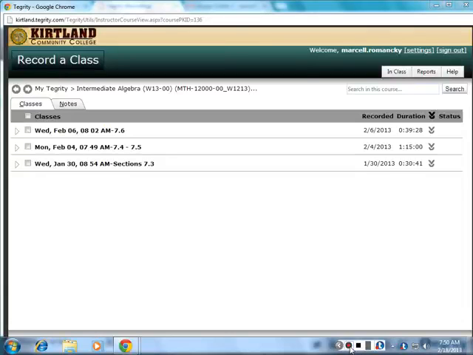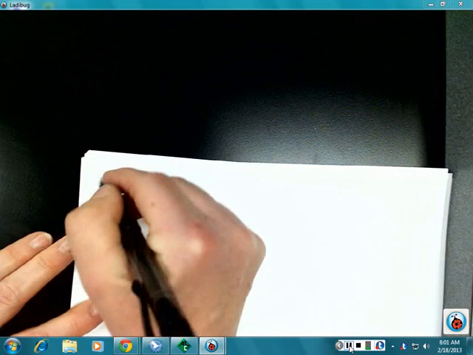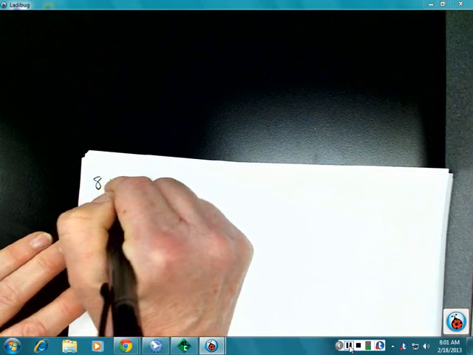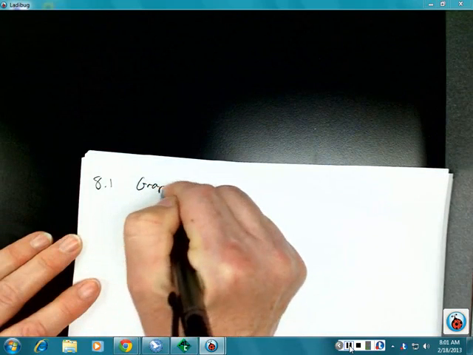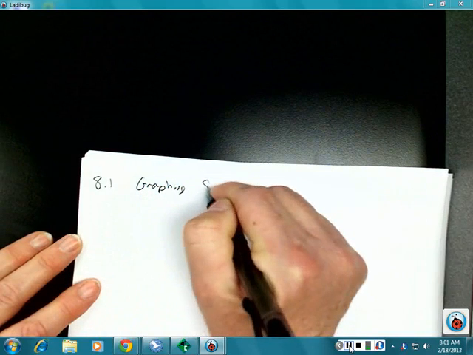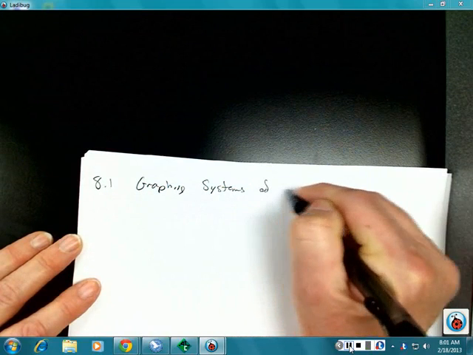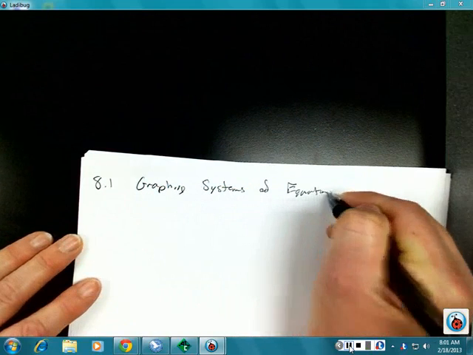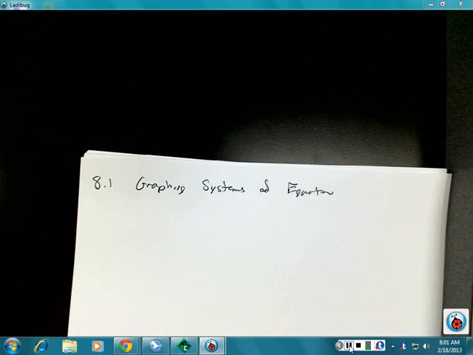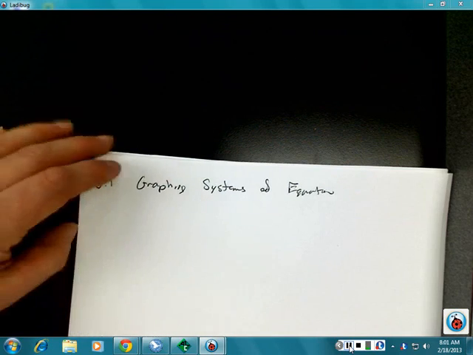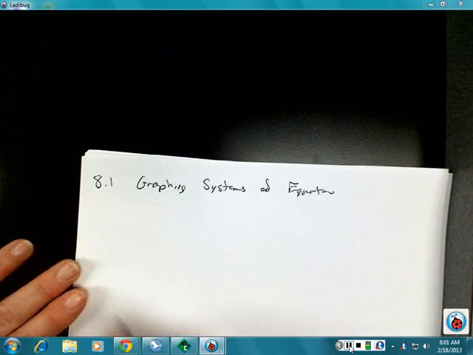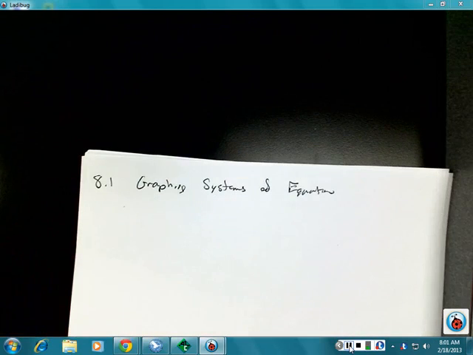Off pause. We're going to take a look at Chapter 8. Chapter 8 is all systems of equations. And so in 8.1 it's graphing systems of equations. And in graphing there's some possibilities that show up with this. So let's go through all of those first so we get an idea of what ends up taking place with those.